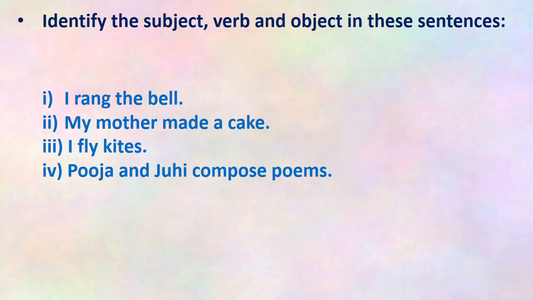So students, this question is for your homework. Identify the subject, verb and object in these sentences. So first is I rang the bell. Second, my mother made a cake. Third, I fly kites. And fourth, Pooja and Juhi compose poems. So you have to identify the subject, verb and object in these sentences.